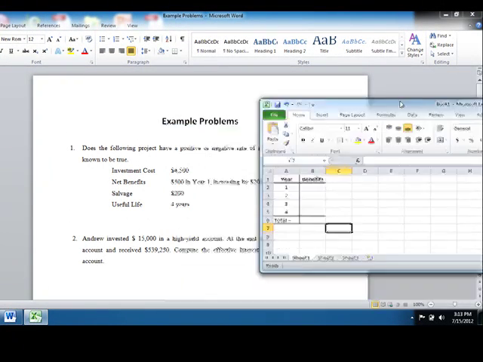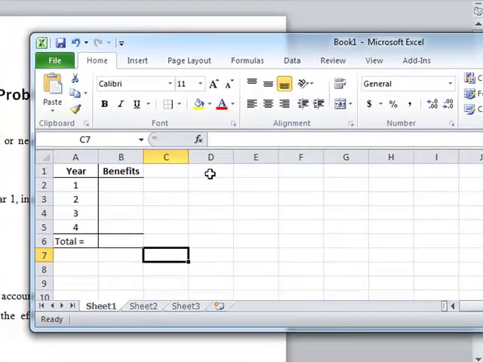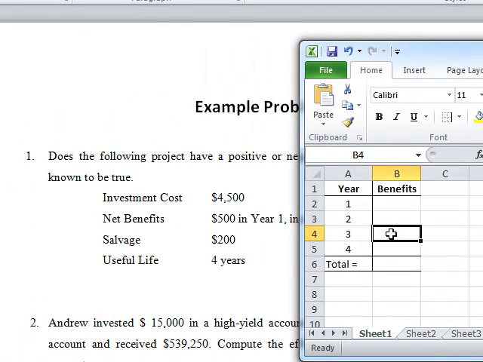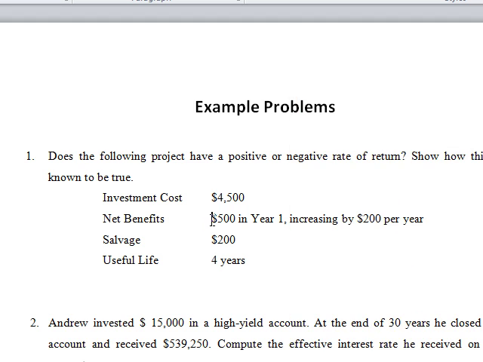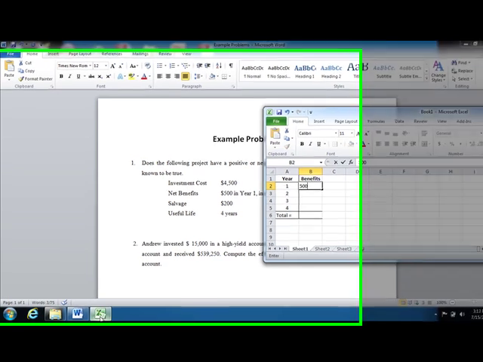So here I have the Excel book available, and I have already created a table. In the first column I have listed years. The effective life of the project is 4 years, so I have 4 rows there for years. Then the next column is for benefits, and I am going to type the benefits for each year in this column. Okay, so let's start with first year benefits. As given in the problem, we have a $500 benefit in year 1. So let's type 500 there.